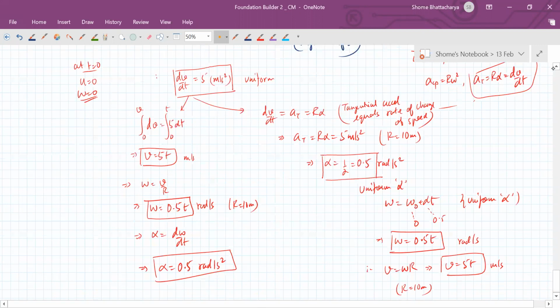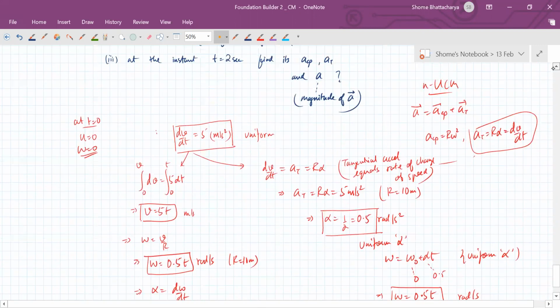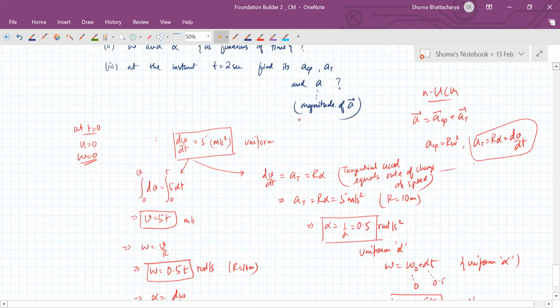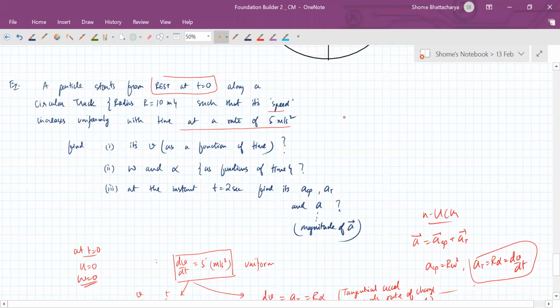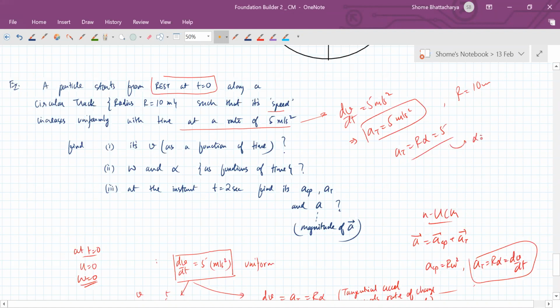Okay. So what happens in this question is, the moment we read that the speed is changing at a constant rate of 5 meters per second square, we understand that the rate of change of speed is 5 meters per second square. So it should click that this means tangential acceleration is so much. And the radius is given to us as 10 meters. So tangential acceleration equal to r alpha is so much. Therefore, alpha is 0.5 radians per second square.